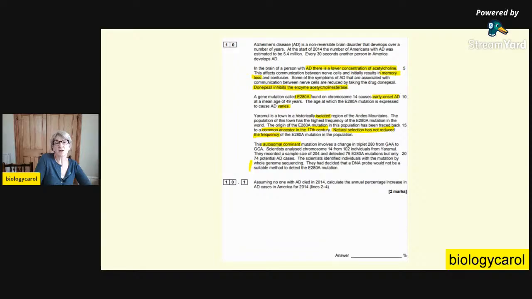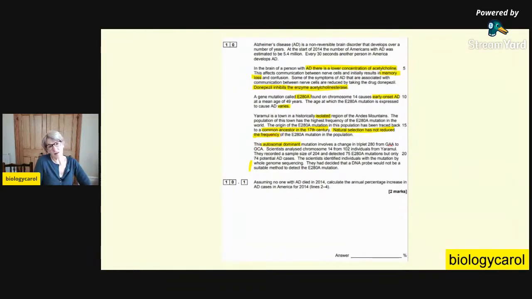Involves a change in the triplet 280 from GAA to GCA. I should have also highlighted this. I missed that bit. Scientists analysed chromosome 14 from 102 individuals. They recorded a sample size of 204. Detected 75 mutations, but only 74 cases. And I'm already kind of going, yeah, I think I can work out why. The scientists identified individuals with the mutation by whole genome sequencing. They had decided that a DNA probe would not be a suitable method. Okay.